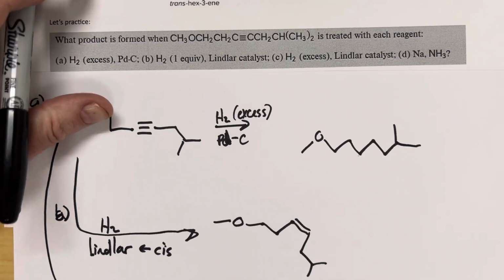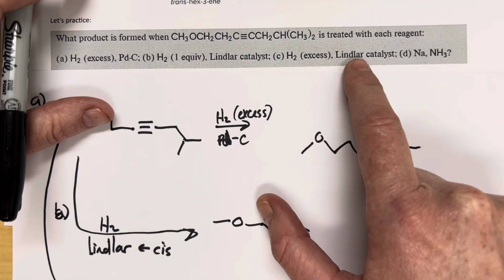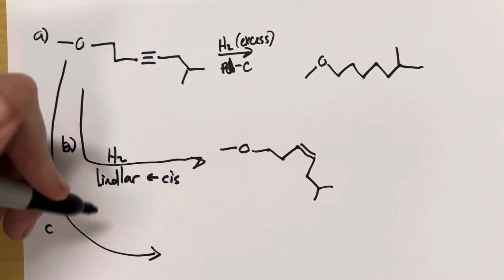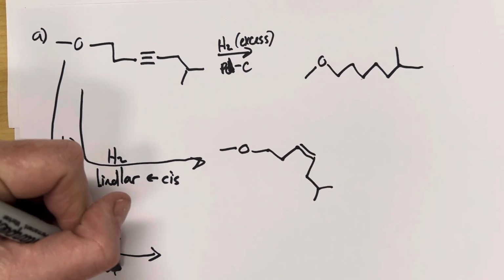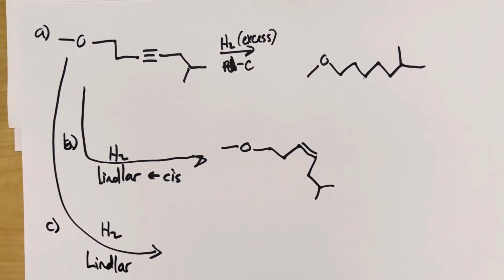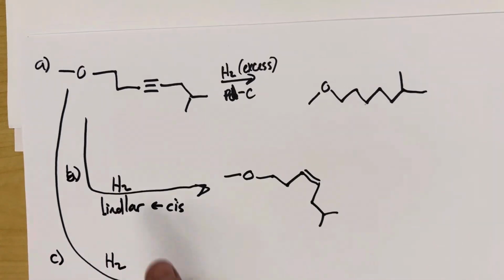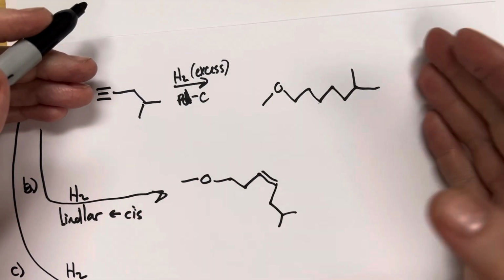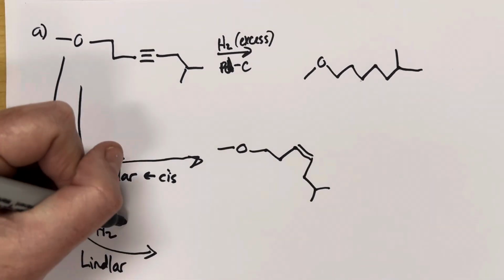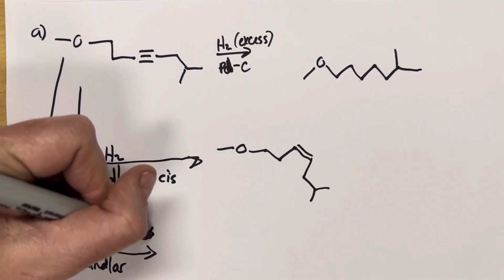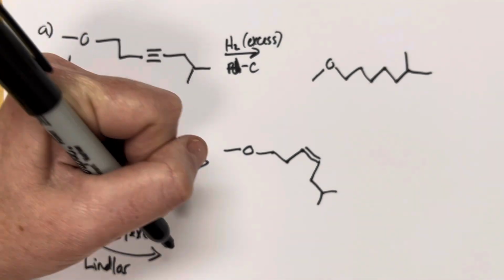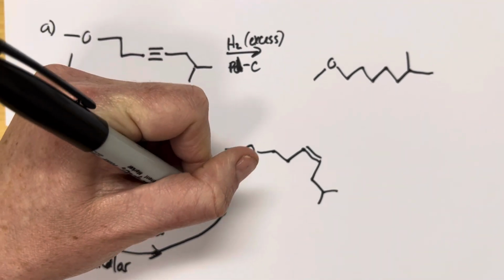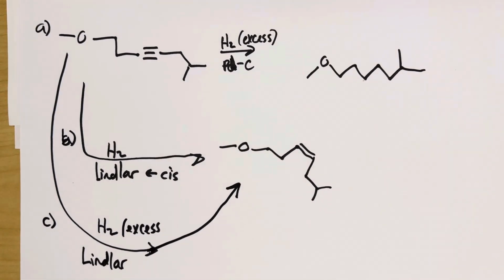In C, it said excess Lindlar catalyst. Oh, great. So H2 and Lindlar catalyst are... Lindlar in general is a very weak catalyst compared to PDC. So PDC will take it all the way to an alkane. It doesn't matter if you have excess or no excess, you're going to get the exact same product. So I'll save us all time and do that.